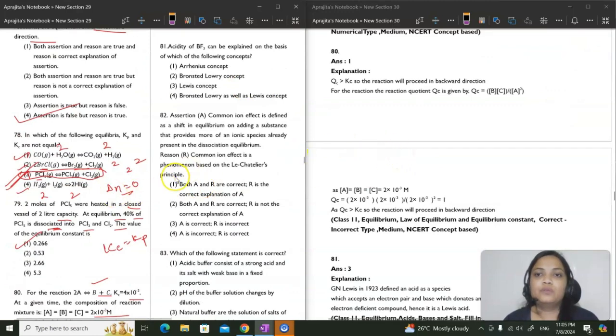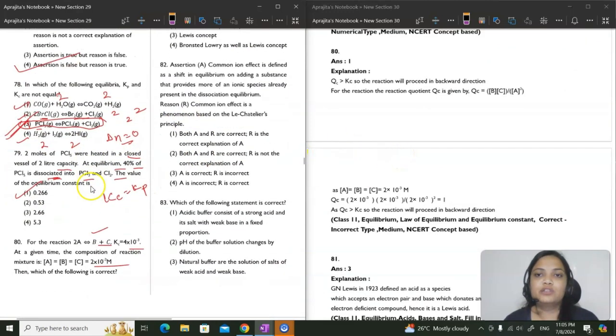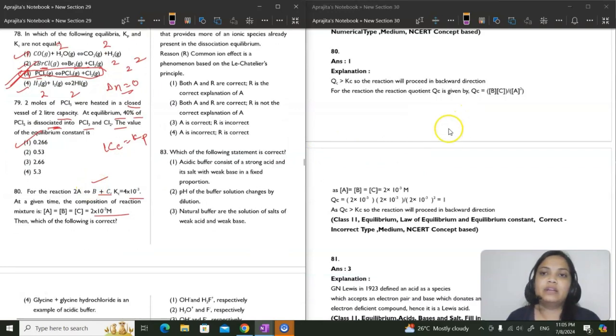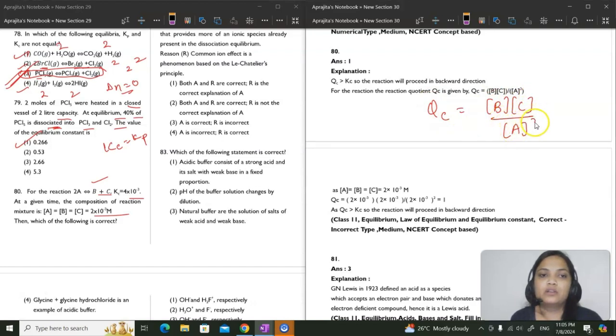Okay, so here students, the reaction quotient for the particular reaction will be given by concentration of B into C upon A square. Okay, for the given reaction we have written the reaction quotient. Now the concentrations are given. So just find out the values. 2 into 10 to the power minus 3 into 2 into 10 to the power minus 3 upon 2 into 10 to the power minus 3 square. So this all will cancel and you will get 1.